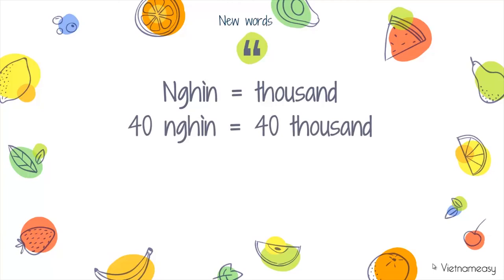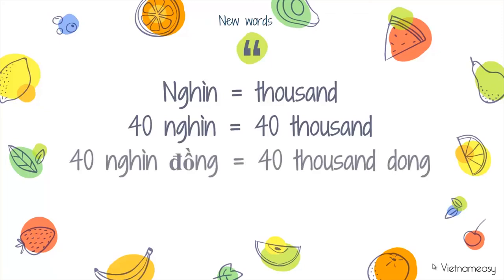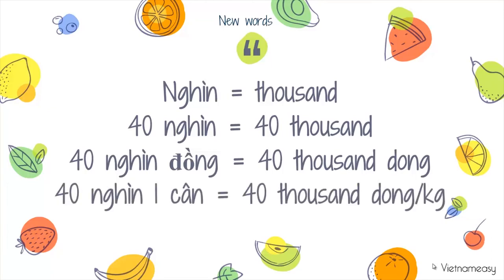40.000. This one means 40,000. 40.000 đồng. This means 40,000 dong. 40,000 một cân. This means 40,000 dong per kilogram.